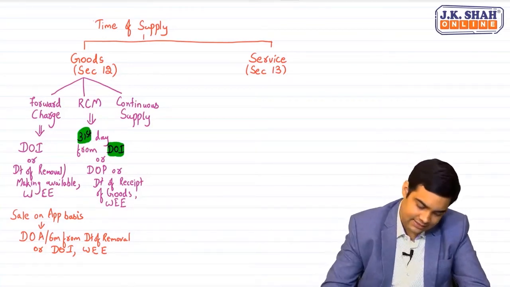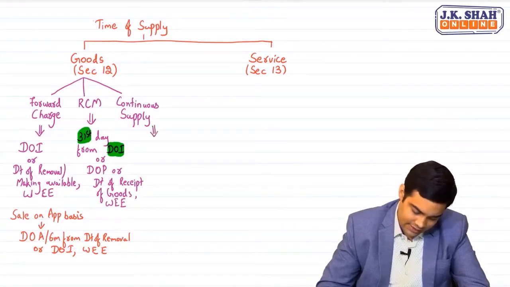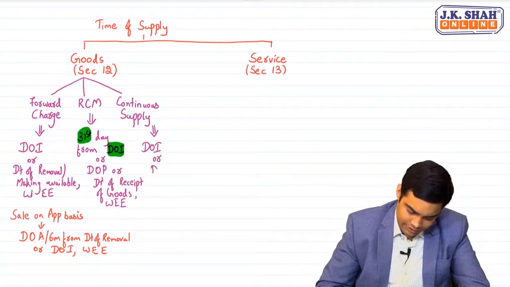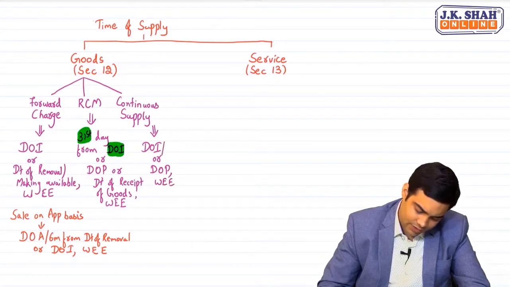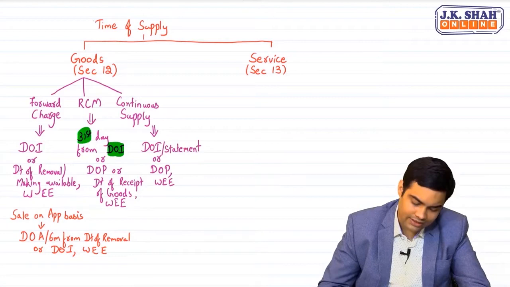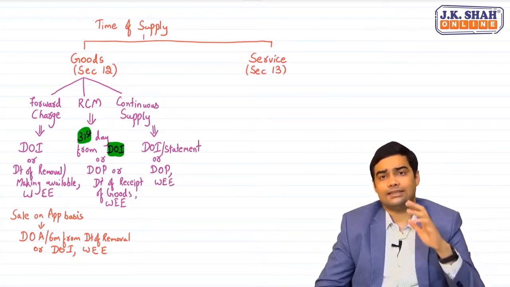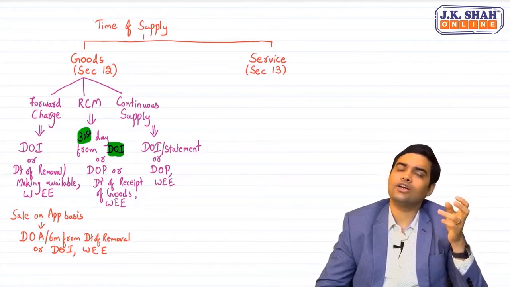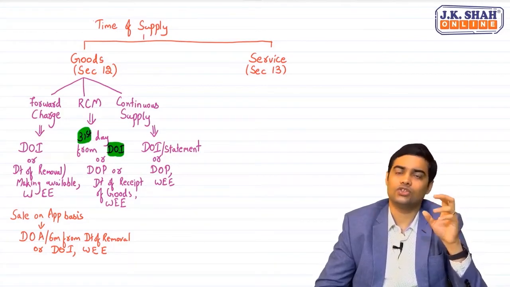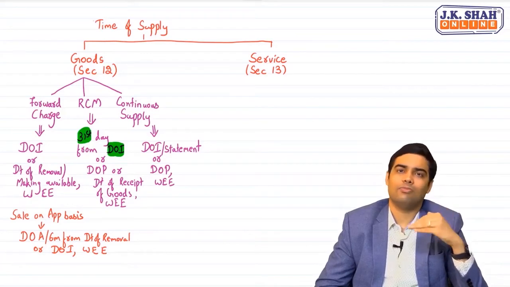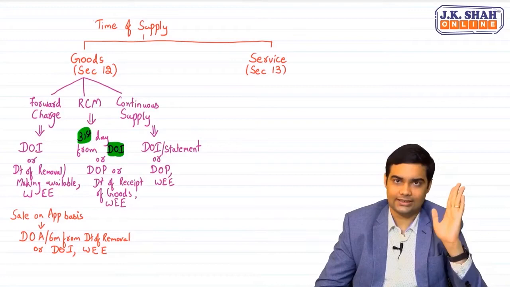In such cases, the law uses date of invoice or date of payment, whichever is earlier. See, instead of invoice, even a statement could be issued in such cases, giving quantitative details. So, we will use that or date of payment. In reality, statements are not issued and invoices are directly issued. So, date of invoice or date of payment is what we compare in case of continuous supply of goods.